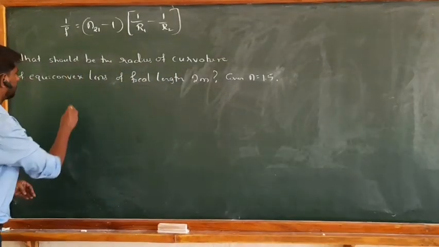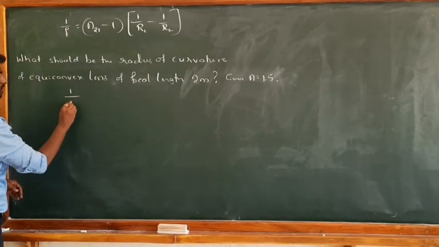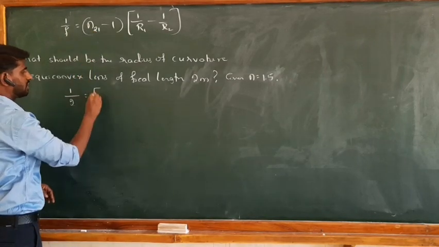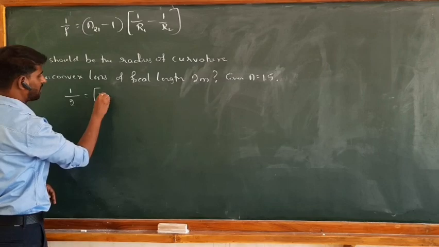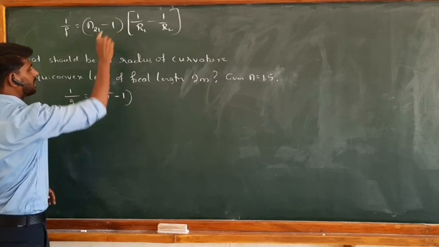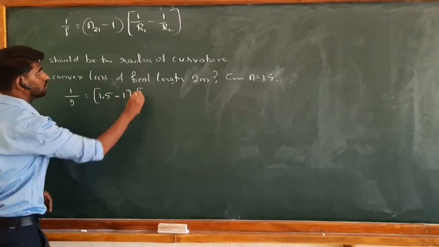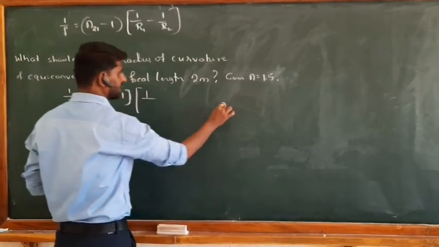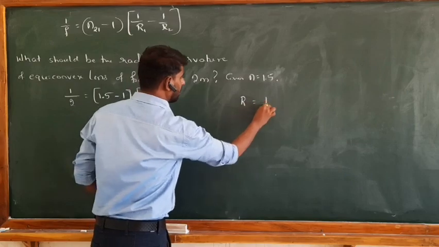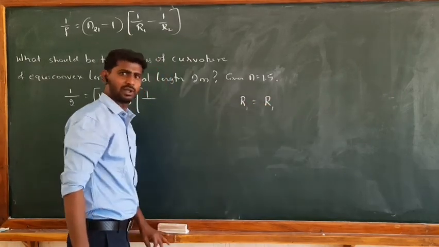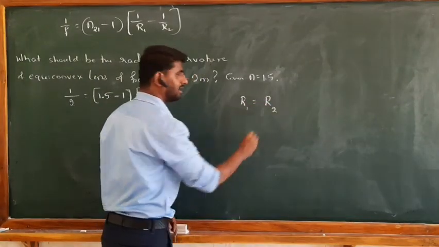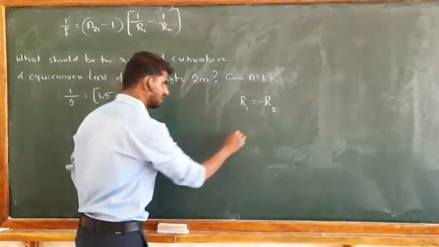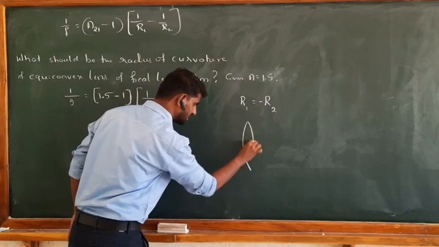Now simplify this one. So 1 divided by f, that is 2, equals n2 the refractive index of that material, so that is 1.5 minus 1, into 1 by R1 minus 1 by R2. And they say it is an equiconvex lens. Equiconvex lens means those two, R1 and R2, are equal in magnitude, with the negative notation for the second one.